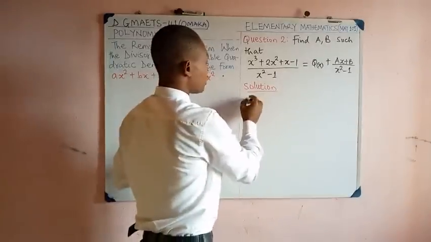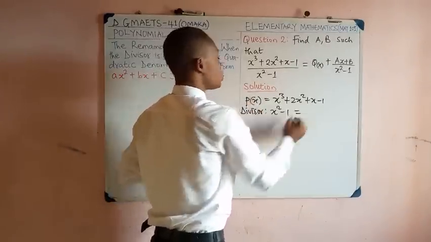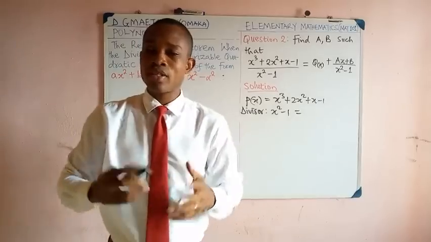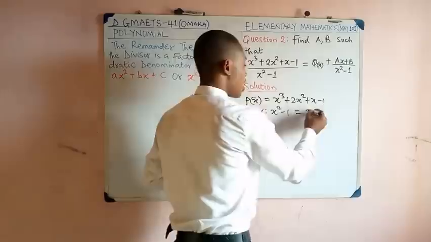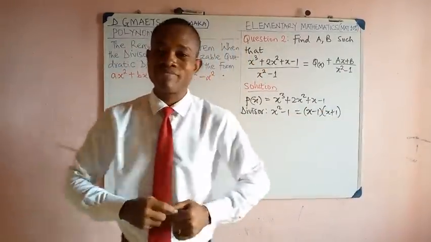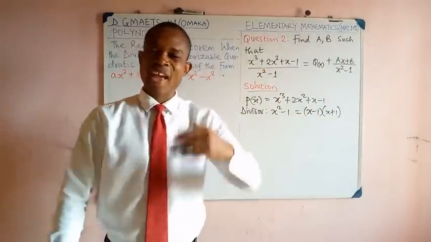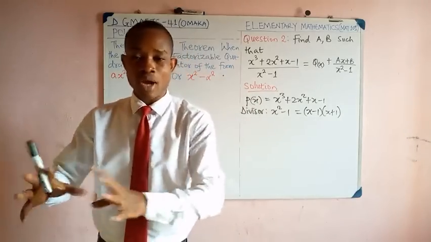Now simply we move on and say that, okay, p of x from the question given to us is equal to, and then our divisor, you can factorize this. x squared minus 1 is a difference of two squares, because that is x squared minus 1 squared. And that's going to give us x minus 1, bracket x plus 1. Take note that 1 is a perfect square. This question could have been given with the divisor as x squared minus 4. In that case, you get x minus 2, bracket x plus 2 as your factors.